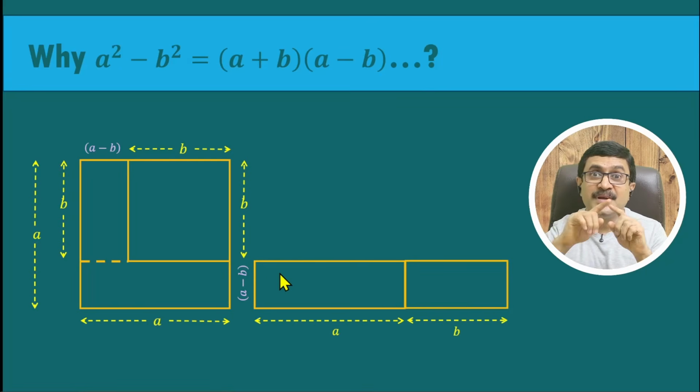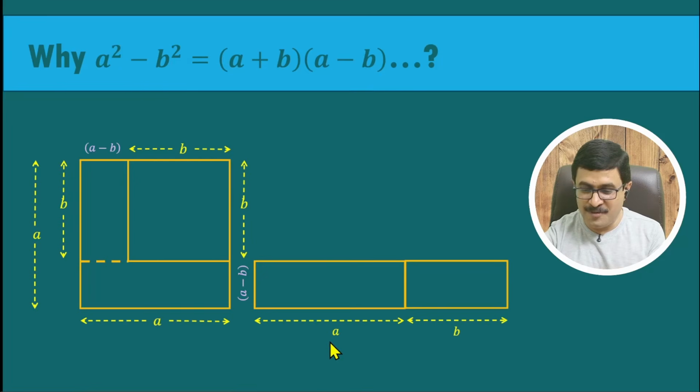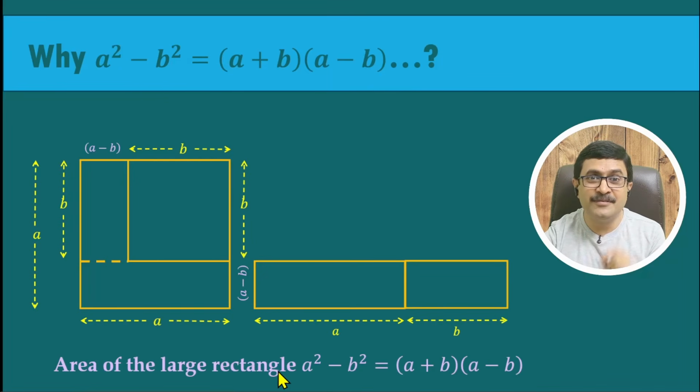Now we got a single larger rectangle whose length is A plus B and breadth is A minus B. The area of this single larger rectangle is exactly equal to the area of the L-shaped region, which is equal to a squared minus b squared. Now we are going to calculate it. What about the area of the rectangle here?